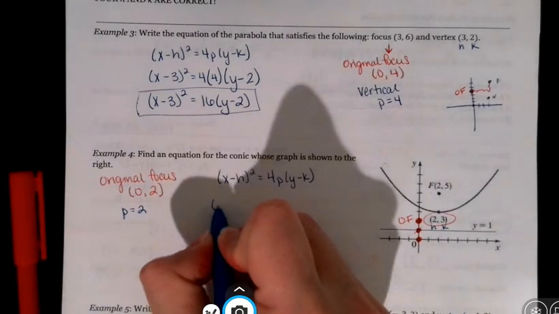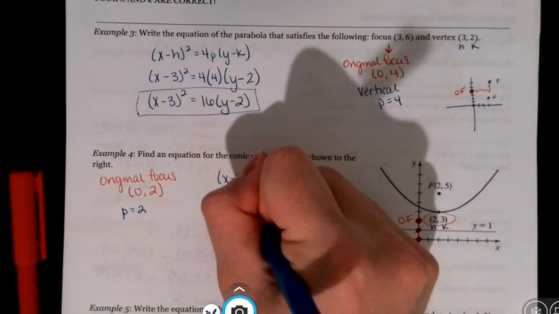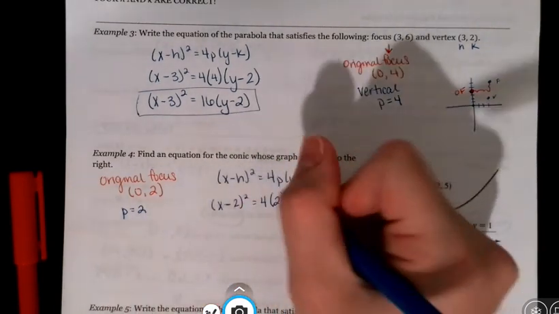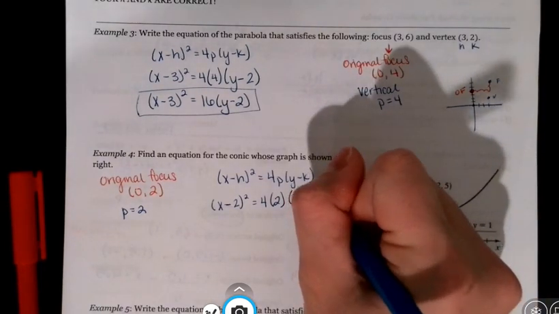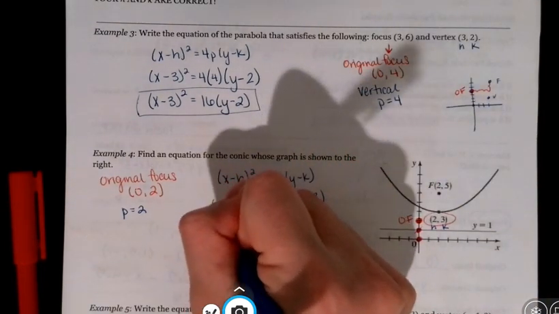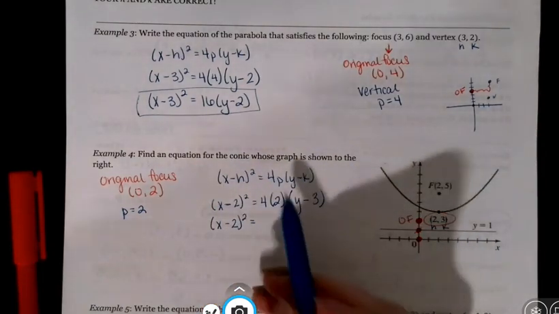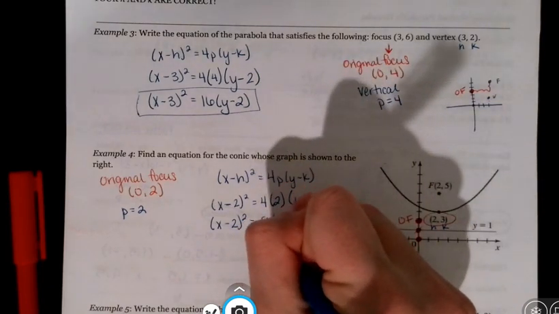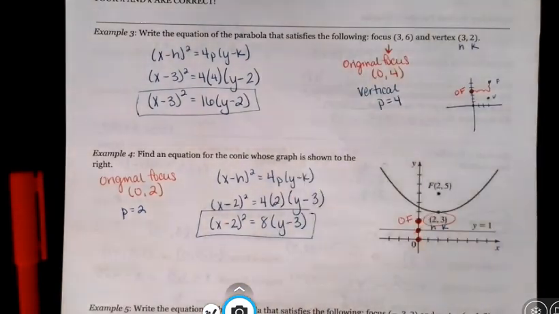So I have X minus H, which is 2, equals 4 times my P value, which is also 2. And then Y minus K, which is 3. So when I simplify this, the only thing I want to simplify is my 4 times P. So 4 times 2, which is 8. And then we have Y minus 3. And we have our equation. And we did it!